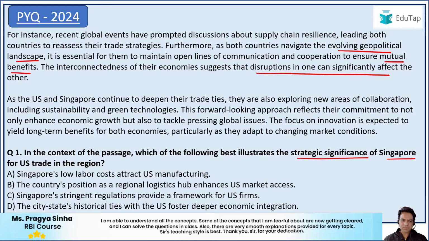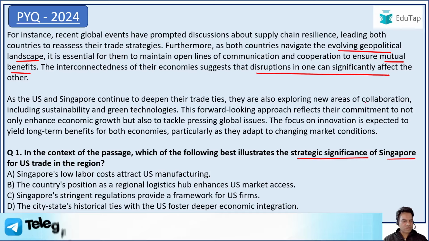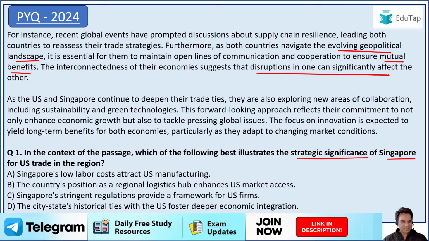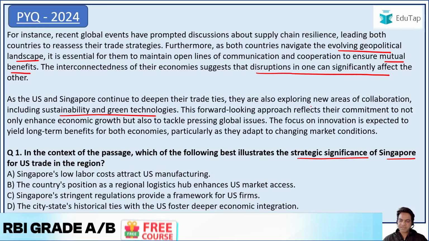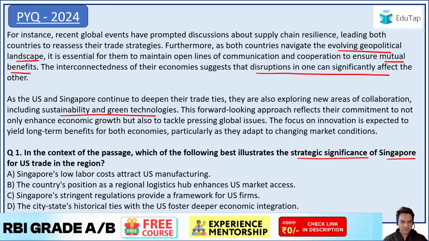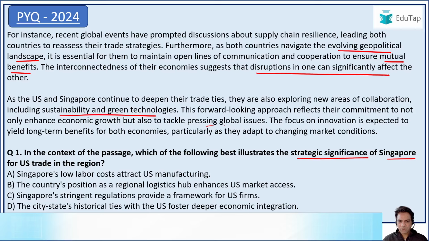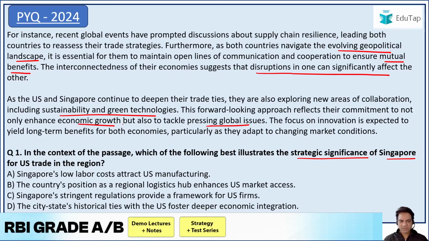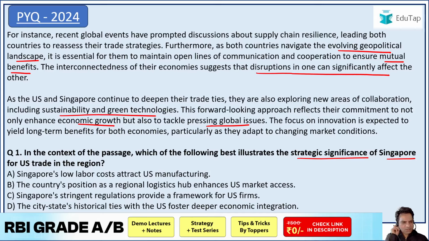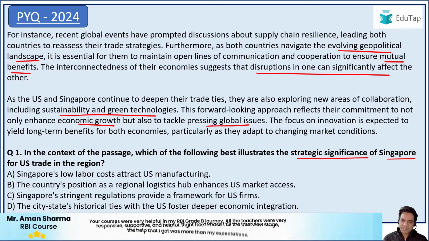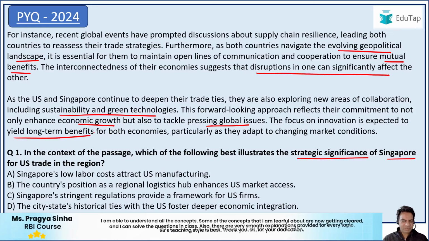As the US and Singapore continue to deepen their trade ties, they are also exploring new areas of collaboration, including sustainability and green technologies. This forward-looking approach reflects their commitment to not only enhance economic growth but also to tackle pressing global issues. So that's also their agenda. The focus on innovation is expected to yield long-term benefits for both economies, particularly as they adapt to changing market conditions.